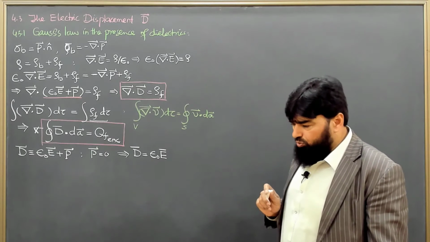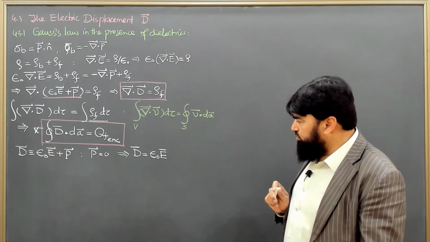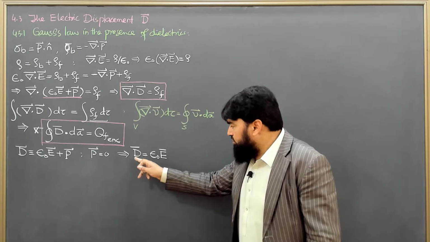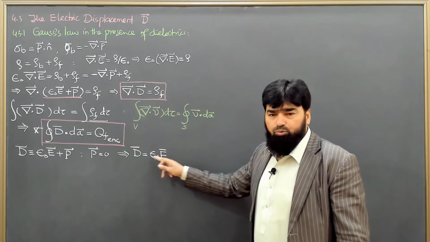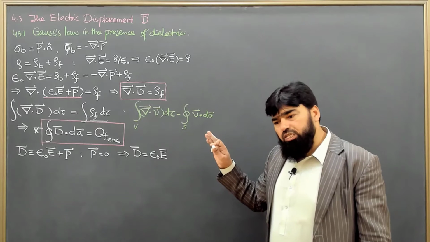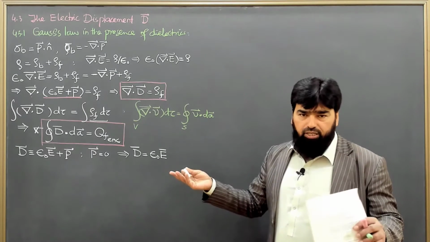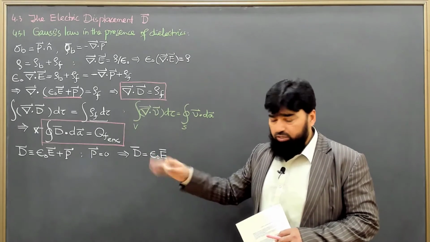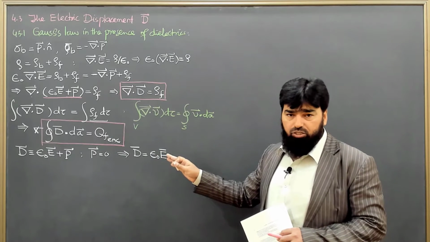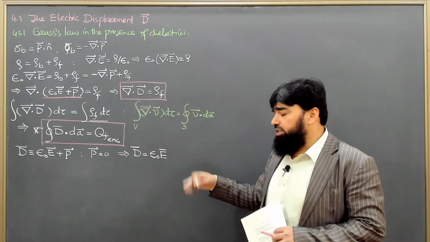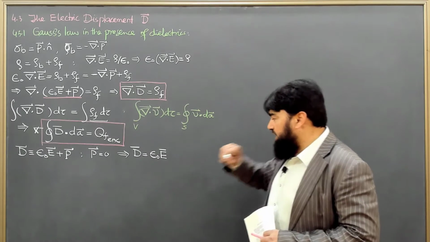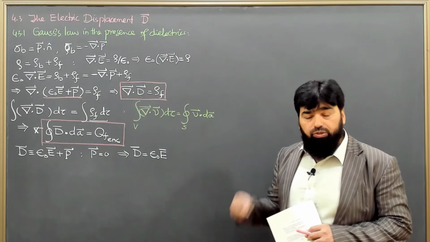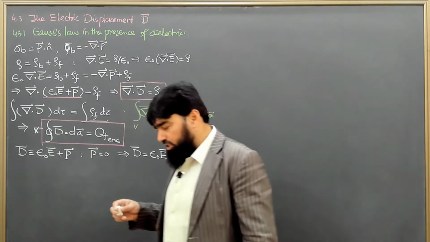Now, another thing, we have to differentiate between D and E. D is not only a scaled-up E, because E is due to everything, whether the polarization charges or the actual charges, while D is something which has some limitations. So we will have to differentiate between the two things.